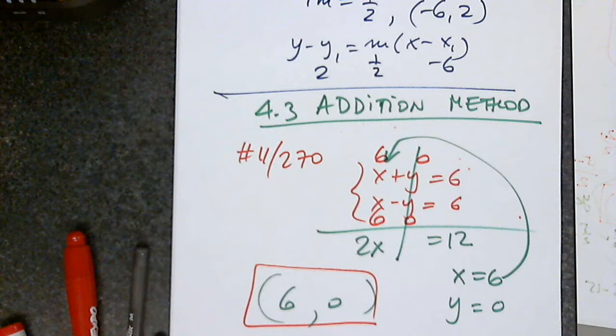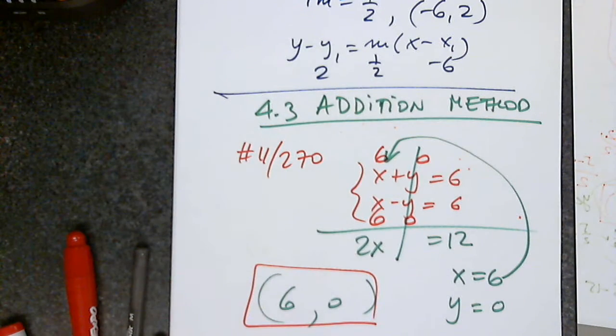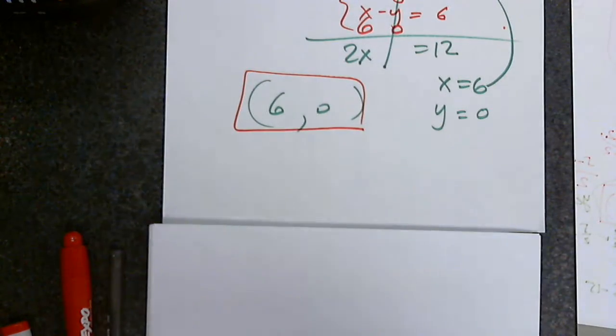Which case is this? Case 1, case 2, case 3. Case 1. Independent equations, consistent system, unique solution. Consistent system, independent equations, unique solution. Perfect. So this was the easiest type.